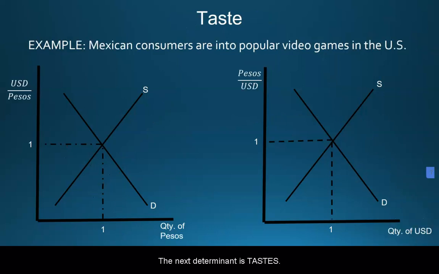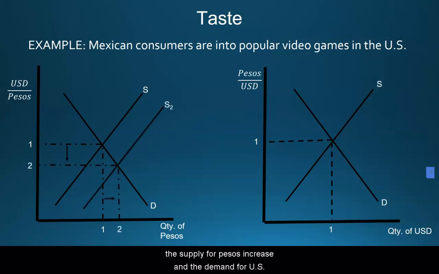The next determinant is taste. A change in consumer taste for the products of a foreign country may alter the supply and demand for that nation's currency. For example, Mexican consumers are into popular video games in the United States. Since consumers in Mexico desire video games made in the United States, the supply for pesos increases and the demand for US dollars increases.